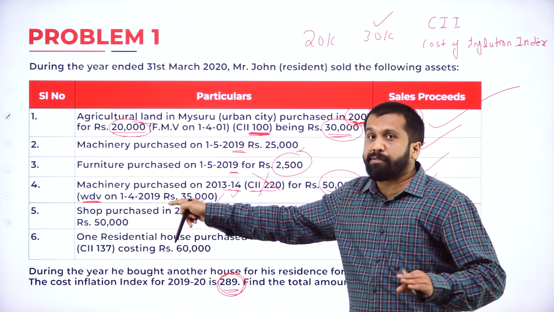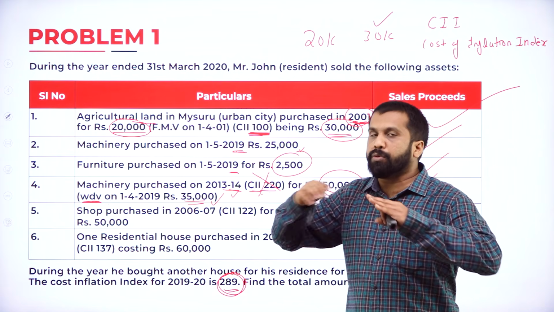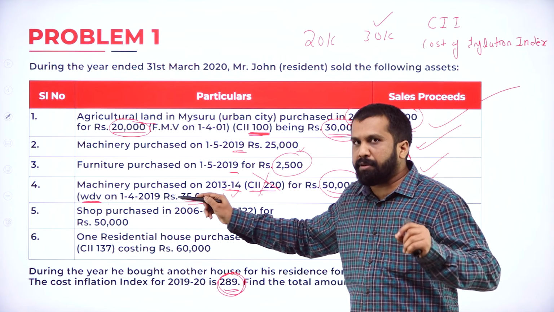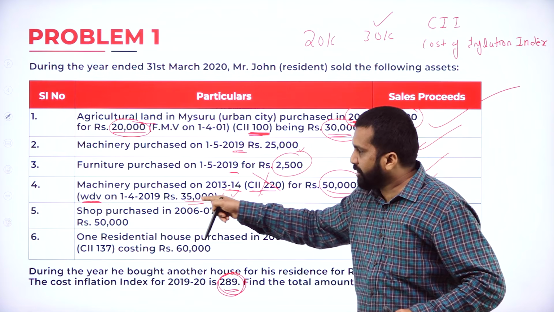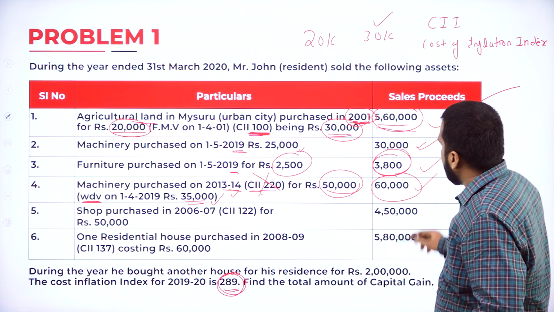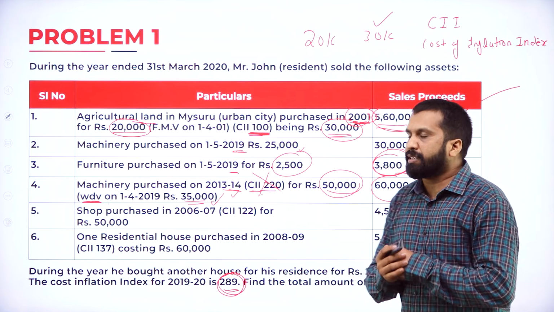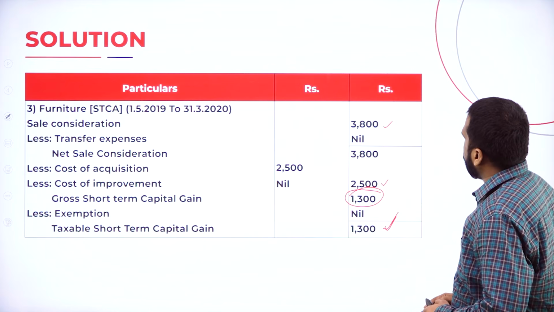This is not fair value. If it is fair value, we go for the greater one. This is WDV value. For WDV value, we should go for the least price only. Now, 60,000 minus 35,000, the difference 25,000 will be taxable. So, we'll go for the answer.